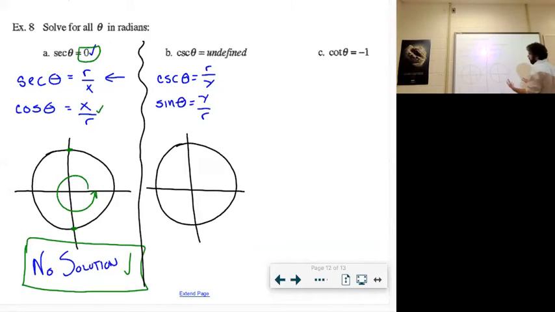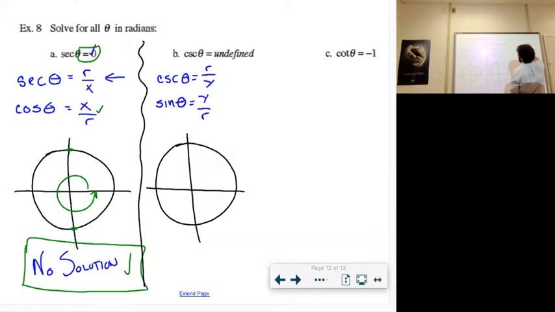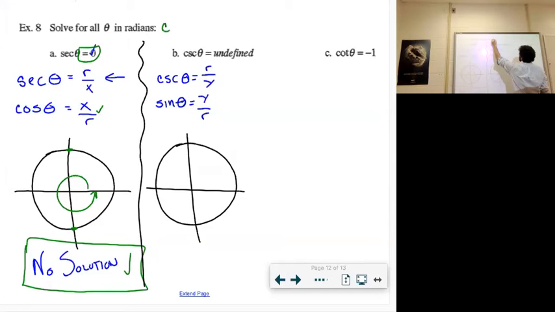Next example, I think it's equally as complicated as the previous one. Cosecant theta is equal to an undefined value. With ratios, we get undefined values when we have 0 in the denominator. So that's the first thing we need to keep in mind. This is basically telling us that our cosecant of the angle should have some kind of 0 down there in the denominator, regardless of whatever the numerator is.